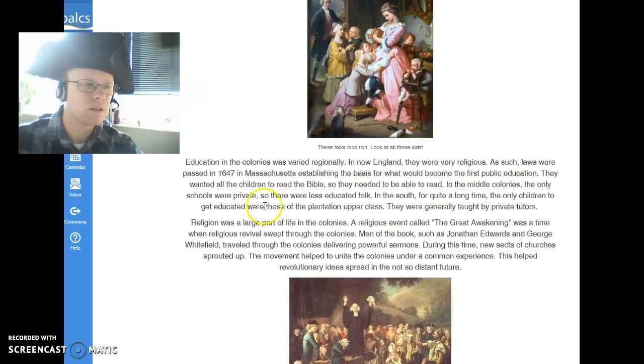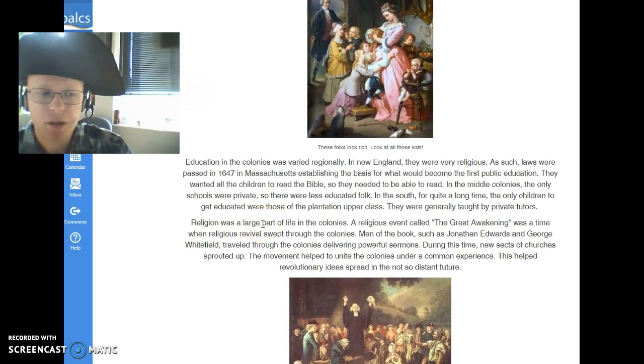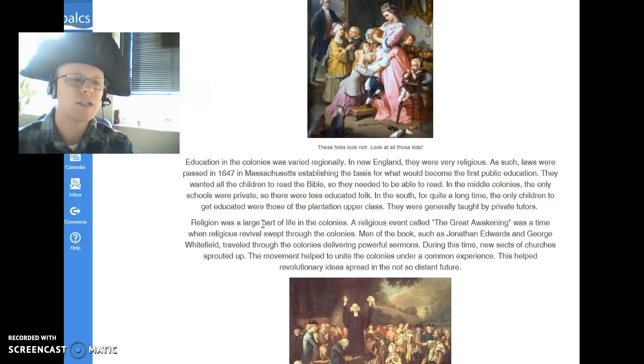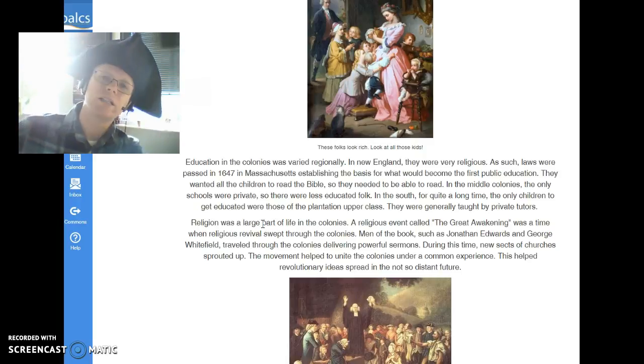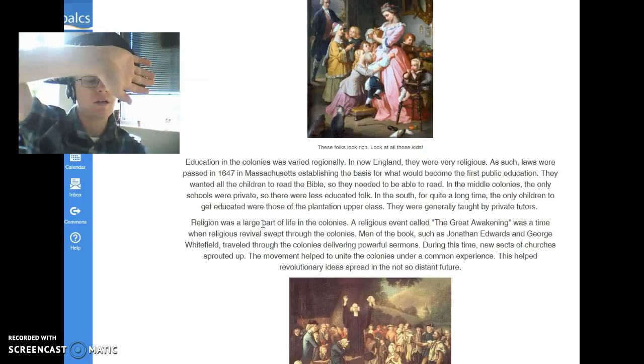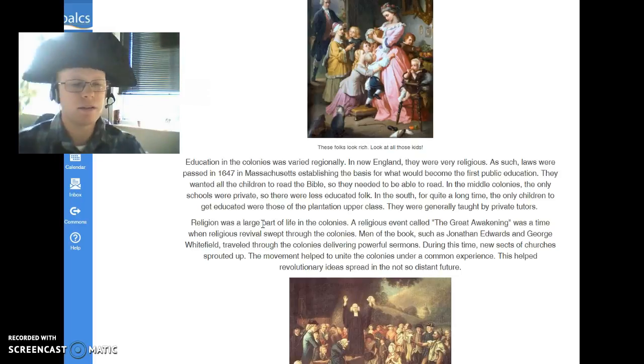Okay, religion was a major part of the colonies. A religious event occurred in the 1700s called the Great Awakening. It was a time when religious revival swept through the colonies, and you had these preachers that were great orators, basically traveling through the country giving sermons. Some examples of these men would be Jonathan Edwards and George Whitefield.